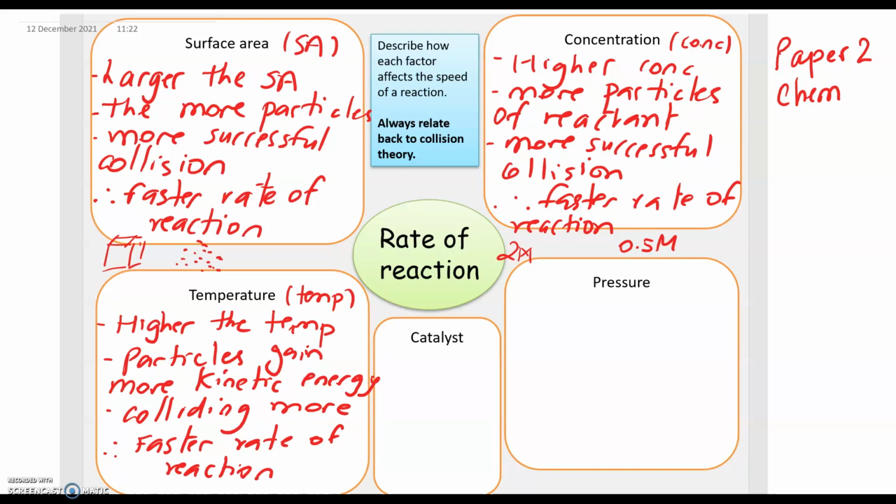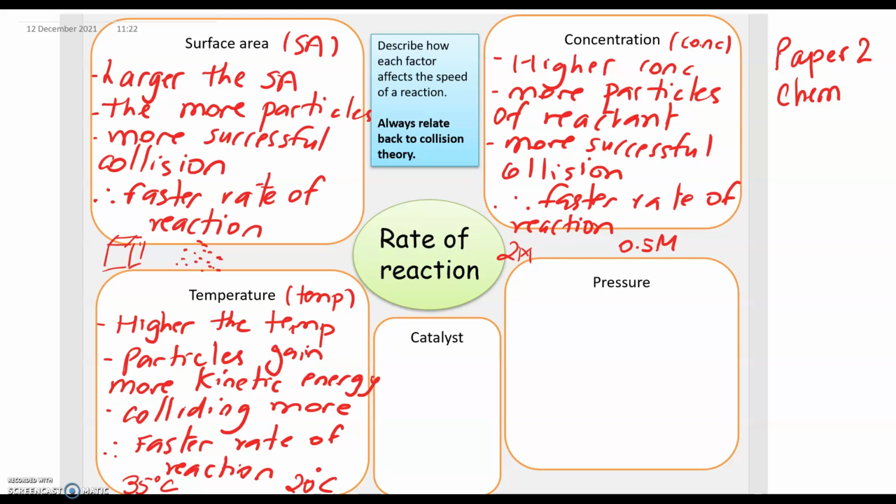So the higher the temperature, the faster the particles are moving. So the more bombarding into each other, resulting in the rate of reaction to be the faster. So if you then have a reaction at 35 degrees compared to 20 degrees, the reaction will take less time to complete because the particles have more energy to move.